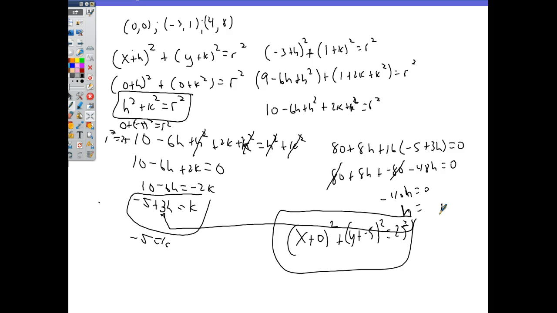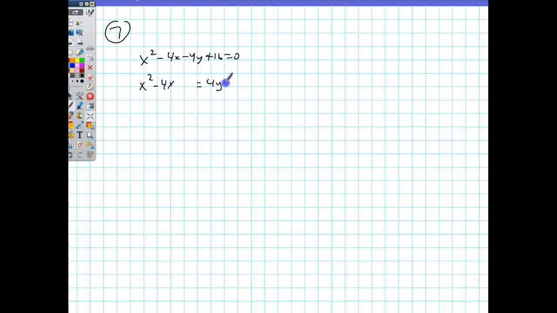Equals 4y minus 16. Agreed? Okay, so I need to half the middle term. Negative 2 squared would be plus 4. Agreed? Whatever I do, I got to do over there as well. So I get x minus 2 squared, right? Because that's what happens when I complete the square. Over here, I'm going to get 4y minus 12.